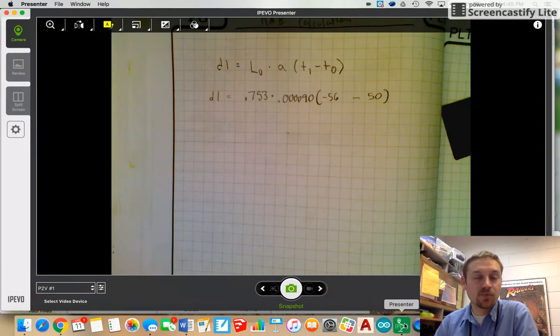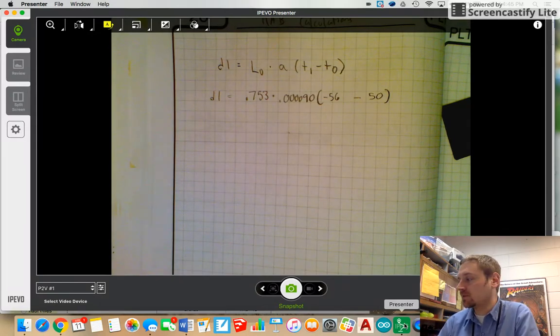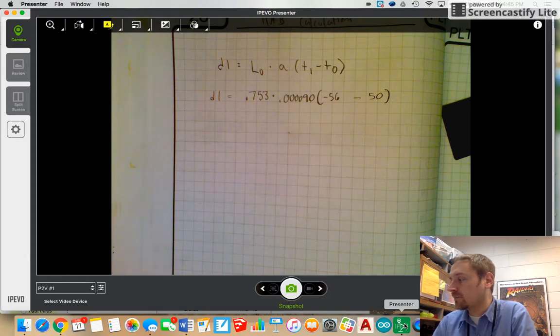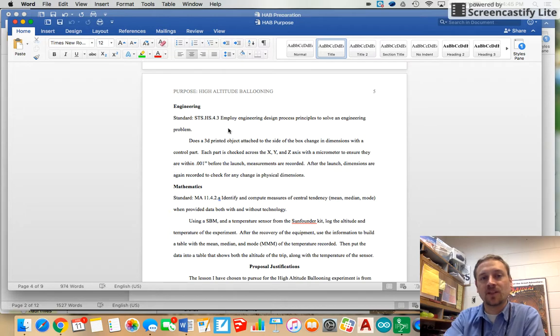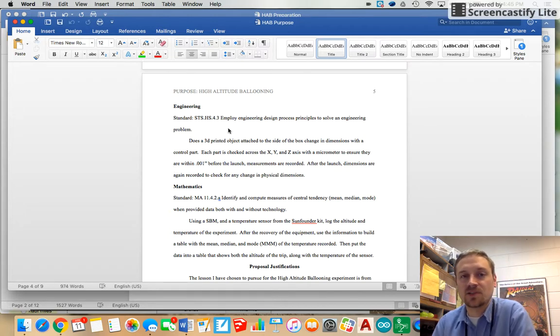Is 3D printed material an applicable use to do that? Can we put sensors held in place by a 3D printed object? I don't know. I've never sent anything to near space, so I kind of feel like it fit really well with the STS, employ the EDP principles to solve an engineering problem. So, does it change a lot? Is it going to affect the sensors if it changes in temperature on its transition from 1,000 feet above sea level to 90,000 feet of altitude?